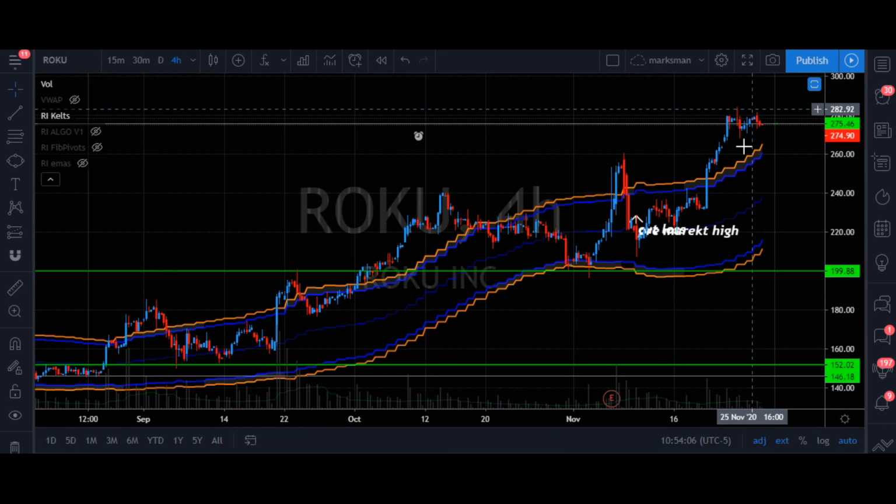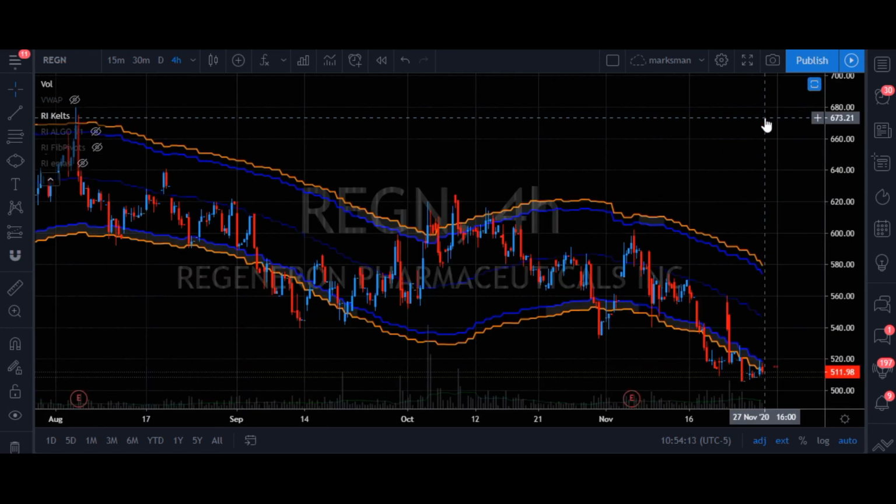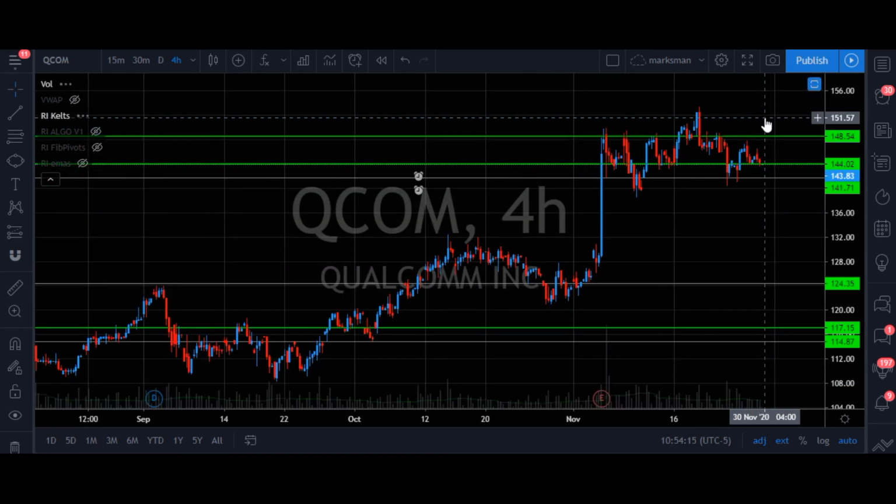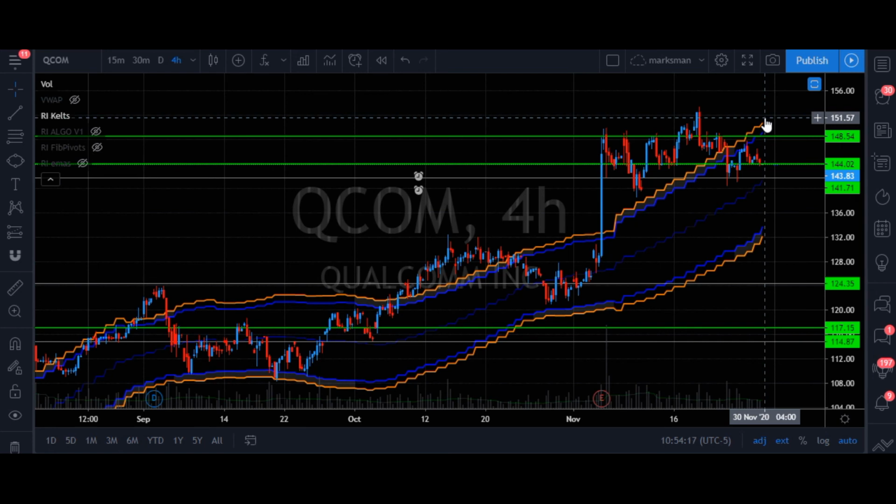You got Roku. Roku is completely busted out of the daily Kelts. Just a really neat indicator to use for support, resistance levels. Good and easy to use for swing trading. Like QCOM you got here, breaking down inside it. So simple indicator to use. Just got to mess around with it. And remember, whatever time frame you're on with your candles, you always want to go to something higher on the Kelts.